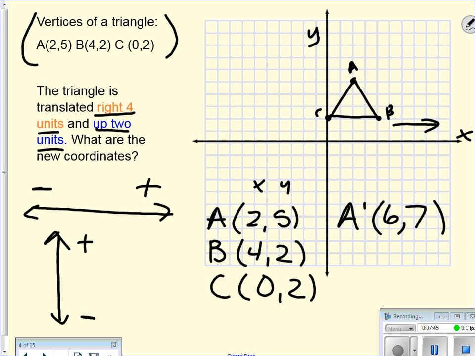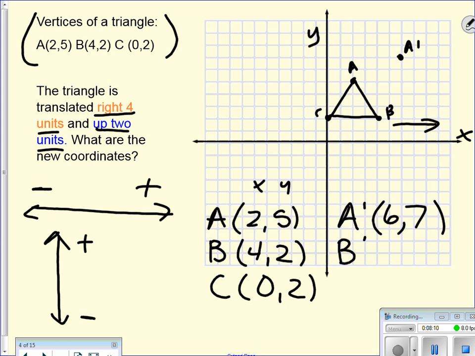Now, if I don't know how to do this, I could say to myself, okay, they want me to move it to the right 4, 1, 2, 3, 4, and then up 2. That would be my A prime, my new A, and if I look down here, it's going to be 1, 2, 3, 4, 5, 6, then 1, 2, 3, 4, 5, 6, 7. You don't have to graph today. If you can figure out how to change the coordinates, you don't have to do any graphing. Let's do the next one.